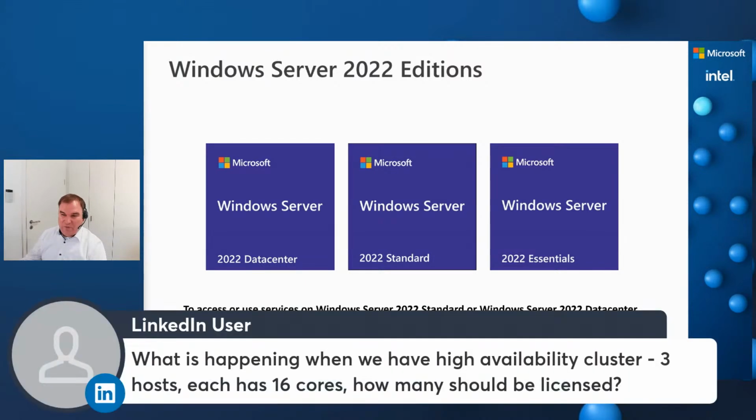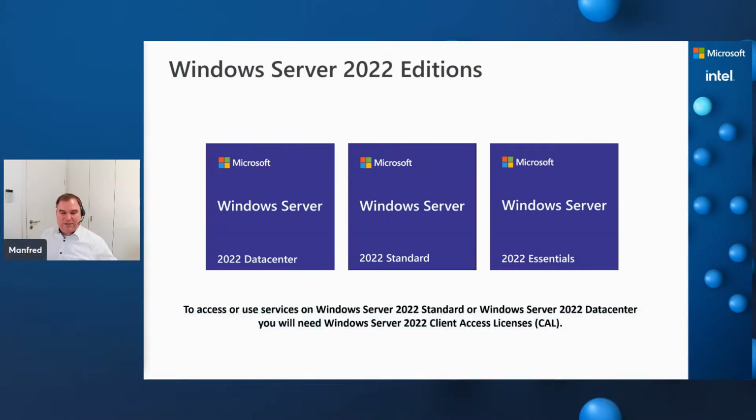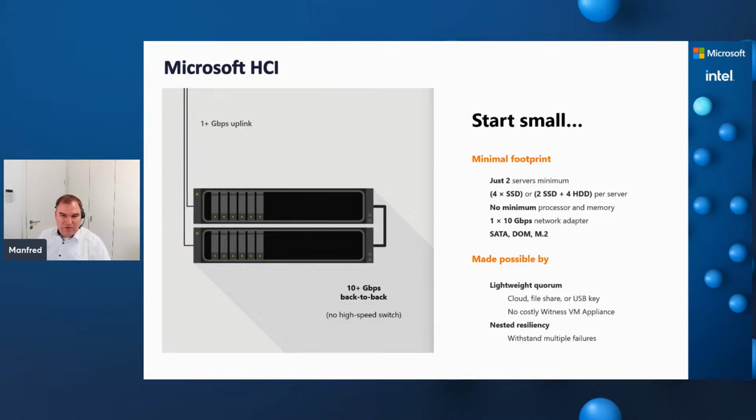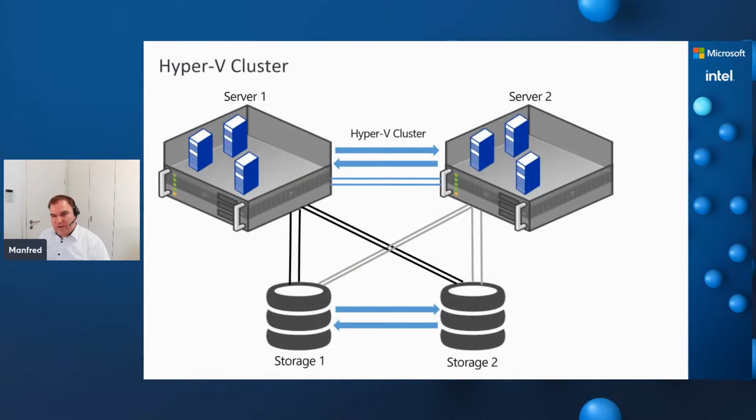What is happening if we have a high availability cluster, 3 hosts, each has 16 cores, how many should be licensed? So when we are building a cluster, every node has to be licensed individually based on the licensing terms. So let's have a look at the 2-node cluster. We can see here, for example, in this 2-node cluster configuration, this is an HCI cluster, or here we have a traditional cluster. Let's imagine each host has 16 cores. Then we have to license 16 cores Windows Server 2022 on each node.